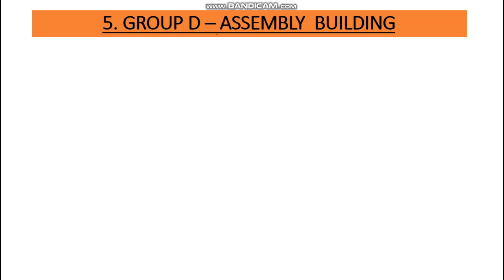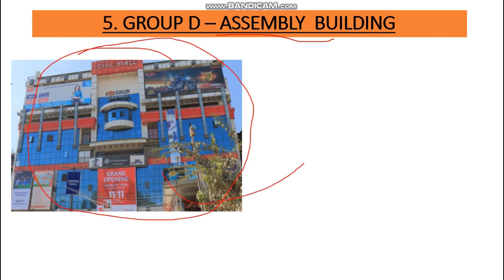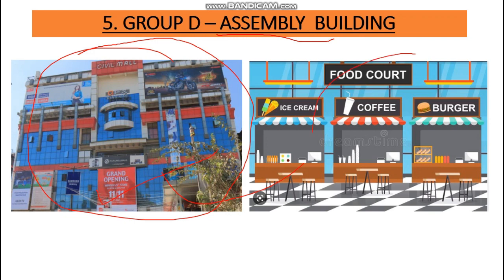Next, this is still an example of an assembly building. This is the shopping mall. This building is a shopping mall. Next is the food court. So these are all assembly buildings.